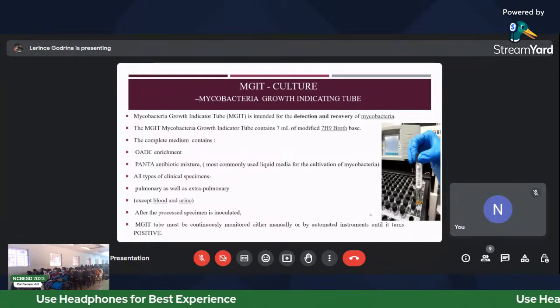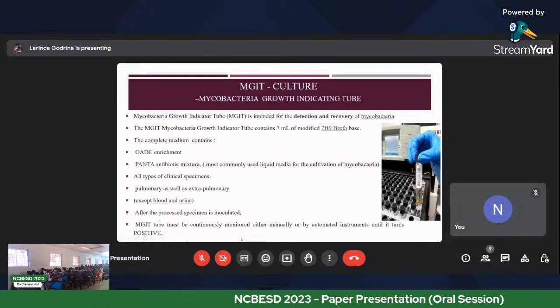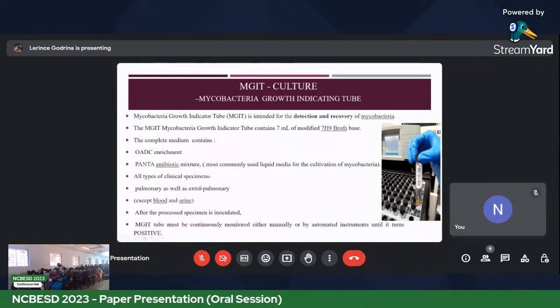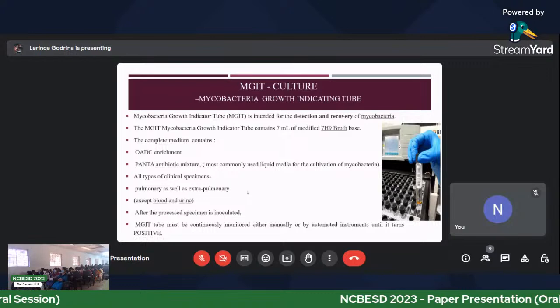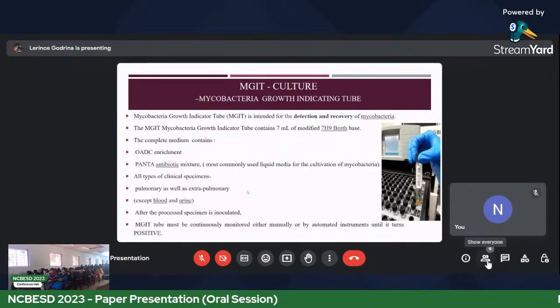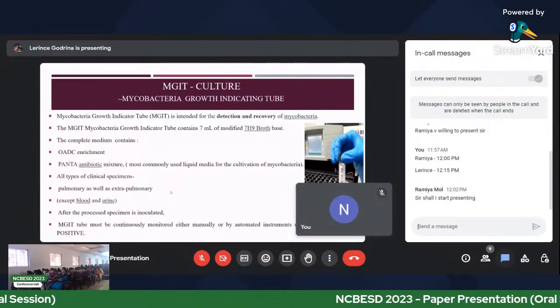The mycobacterial growth indicator tube is a 7 ml tube in which I've done my project. This tube contains OADC enrichment, PANTA antibiotic, and so on. I've taken the same pulmonary and extrapulmonary samples, and blood and urine samples have been avoided in this. These samples have been processed and loaded into the MGIT machine, so that the MGIT tube is continuously monitored, either manually or by automated instruments, until it turns positive.